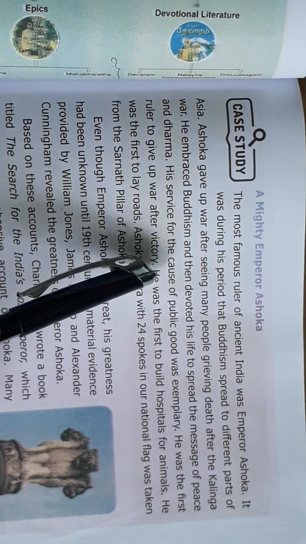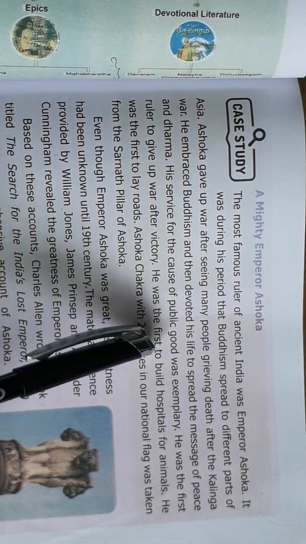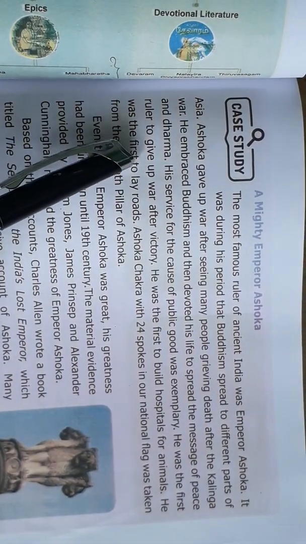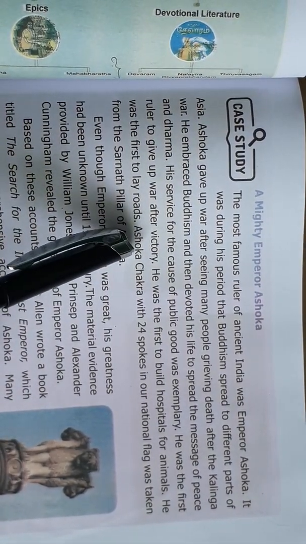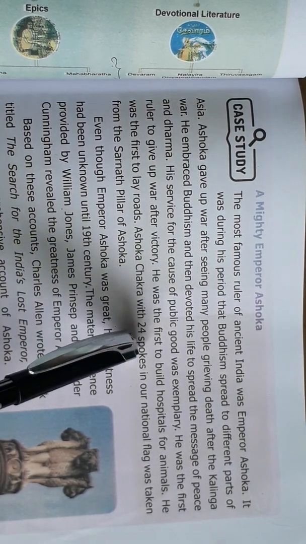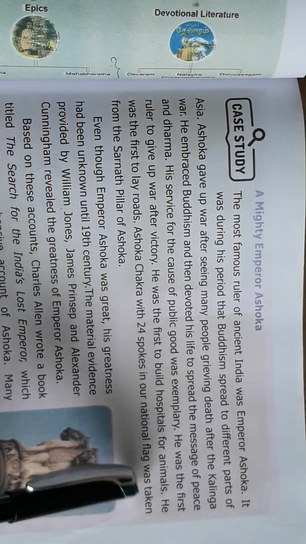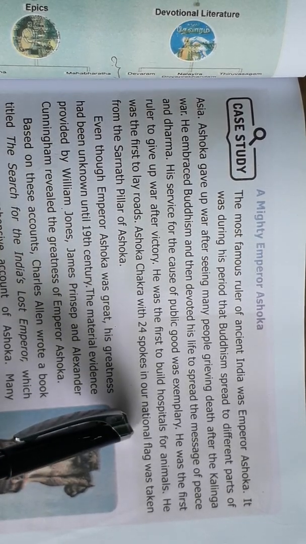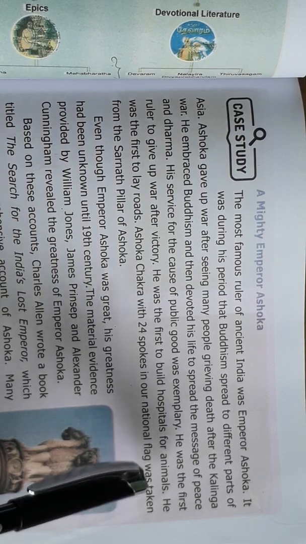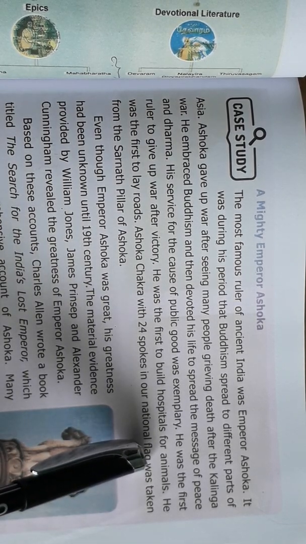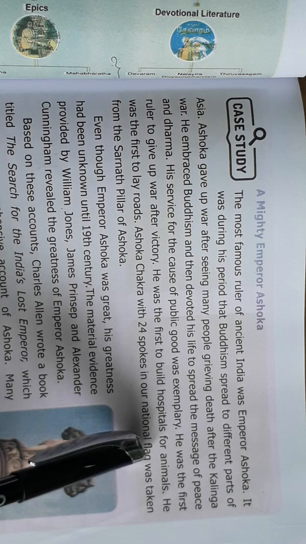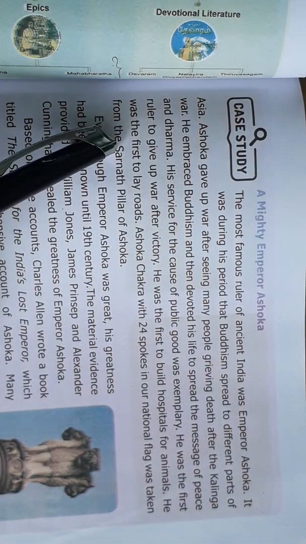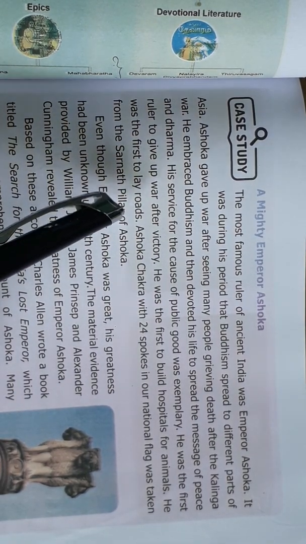His service for the cause of public good was exemplary. He was the first ruler to give up war after victory. He was the first to build hospitals for animals. A hospital for animals is called a veterinary hospital. Okay dears, this is one general knowledge point. He was the first to lay roads.